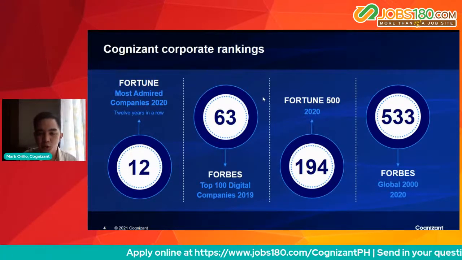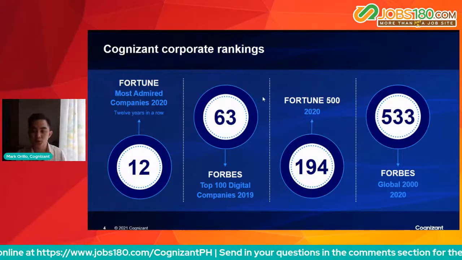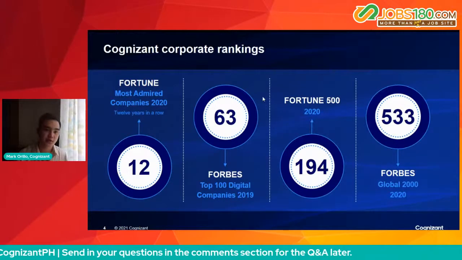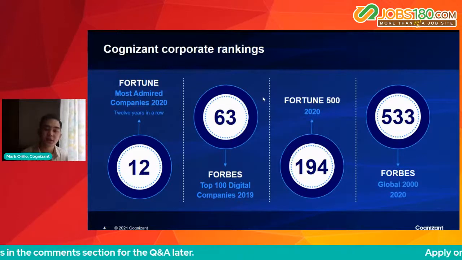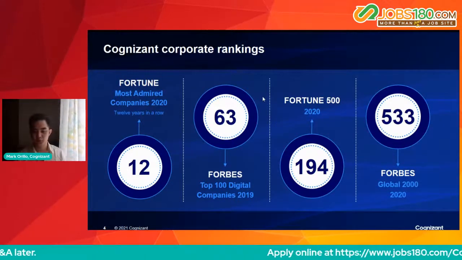All right. So, we are also part of the Forbes 2000 in 2020. We are ranked 533. At the same time, we're part of the most admired companies in 2020, 12 years in a row. Okay.